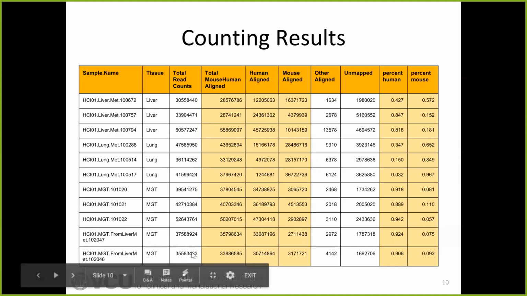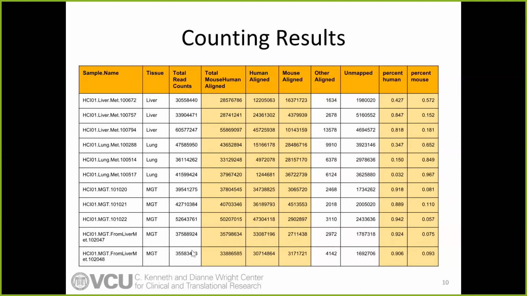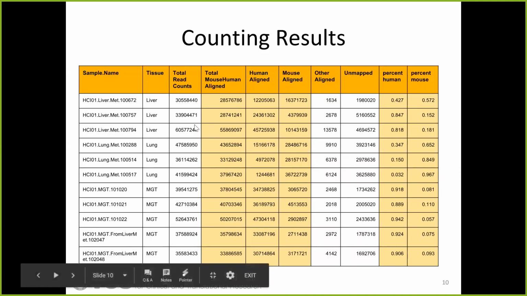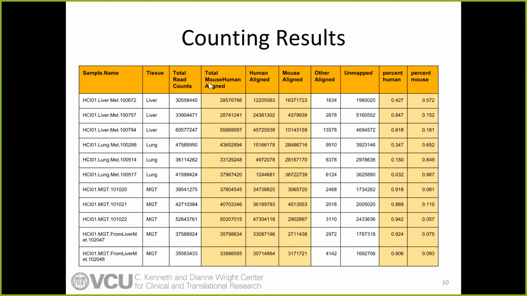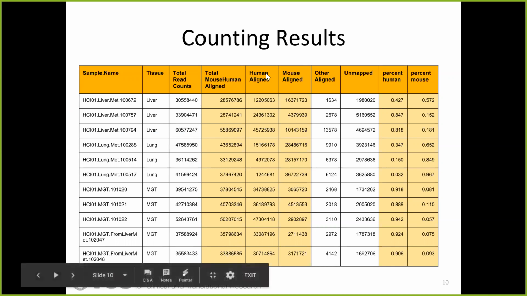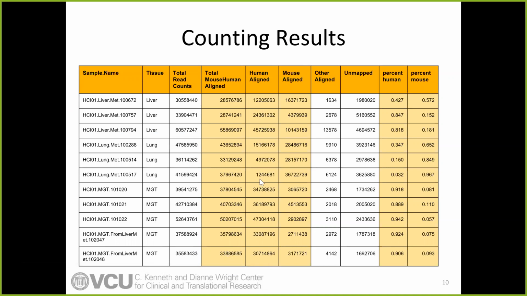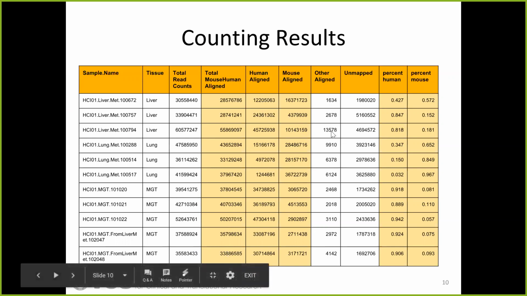Here we have the total read count. So this is the total count of reads that aligned to my custom reference genome. Or no, this is the total number of reads, period. And then we have the total that aligned to mouse and human together. And then we have the total number of reads that just aligned to human, the total that just aligned to mouse. These other aligned are the viral reads. So you can see there is some differing viral contamination in some of these samples. And then this is the number of reads that are unmapped.